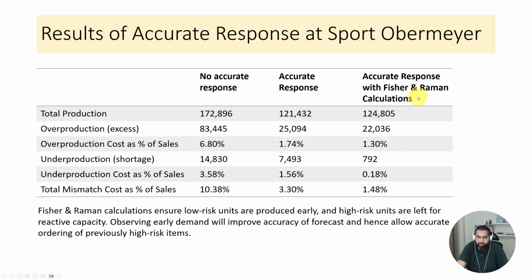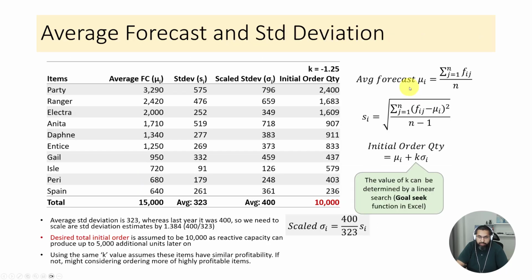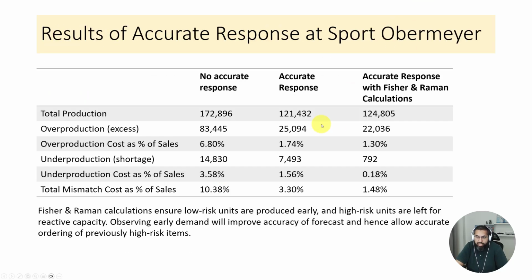Now we start using Fisher and Raman calculations, which are shown on these slides. This slide and this slide. How to use this calculation to determine initial order quantity. If you use these calculations, they give you a further boost. So instead of 3.3% error, your error, the cost of mismatch of supply and demand, instead of being 3.3% of sales, is now only 1.5%.